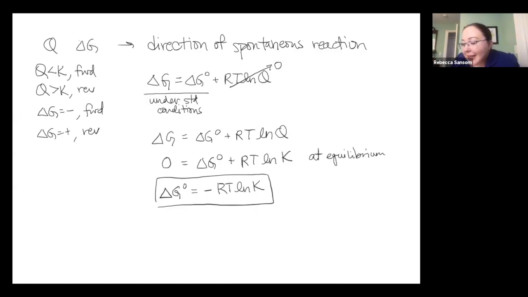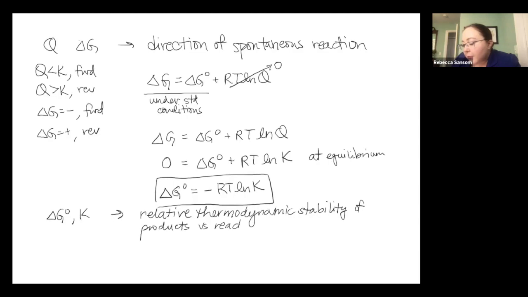Okay, but now what are they telling us? Both delta G naught and K are going to tell us about the relative thermodynamic stability of the products versus reactants. If we have a K that's greater than 1, or if we have a delta G naught that is less than 0, and again, you can see why those are the cutoffs if you look at the equation, that's going to mean that our products are favored.